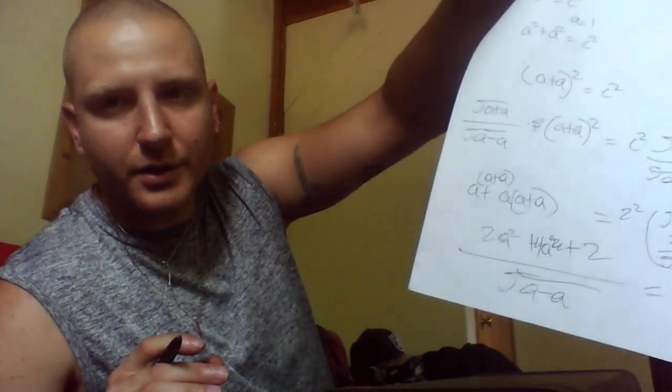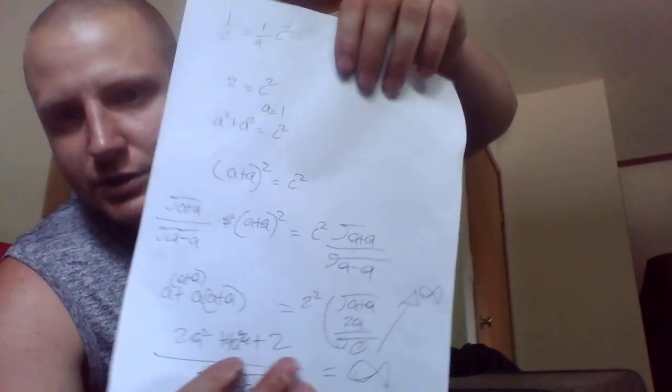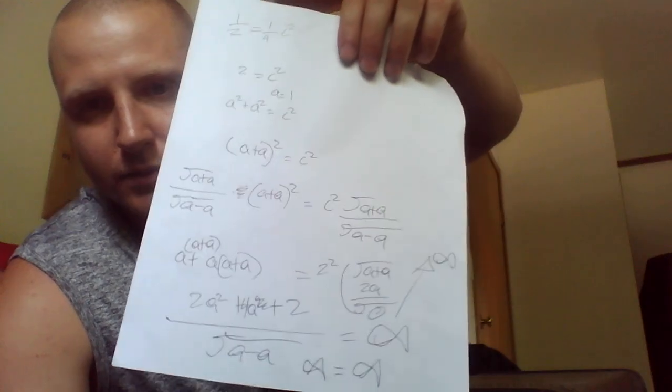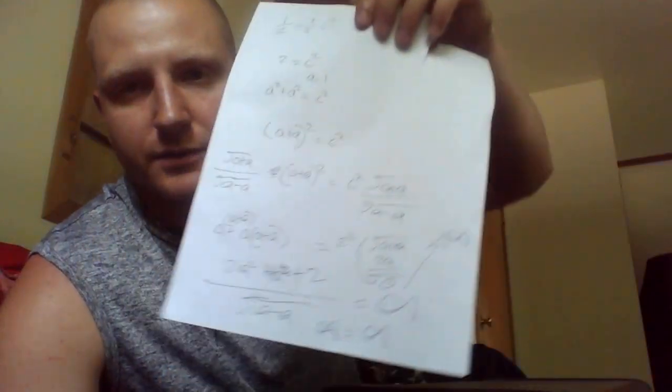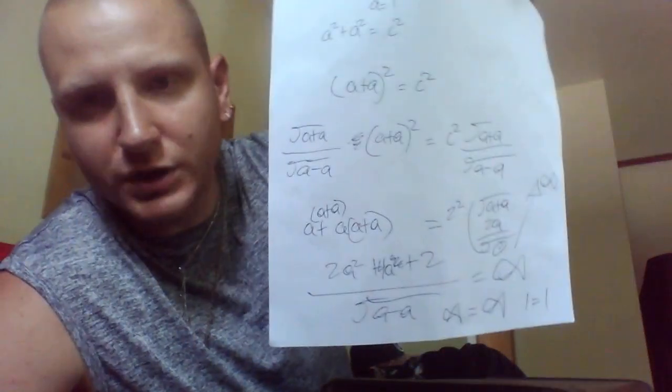So that equals, right? And therefore, infinity equals infinity, because this should be a solid number. So if infinity equals infinity, that means it proves that if you divide both sides by infinity, 1 is equal to 1, which is what a is.